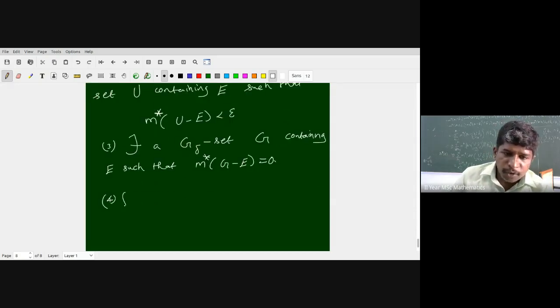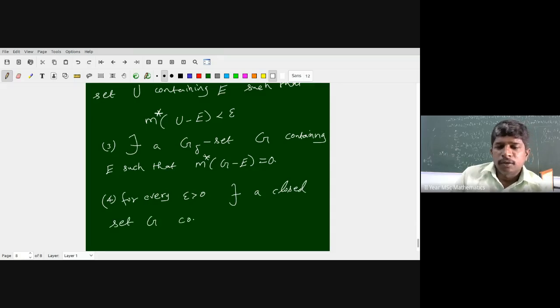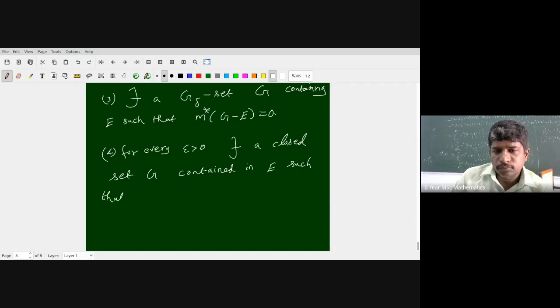And the fourth property: for every epsilon greater than 0, there exists a closed set containing E such that M star of E minus G. Now the closed set I am going to denote by capital F. M star of E minus F is less than epsilon.